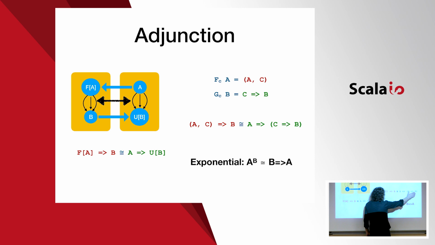You can say this: if you have pairing or product in your category, and you have this adjunction, you will be able to define what it means to have a function type. And the category in which this is defined is called closed. So taken together, we have a Cartesian closed category. Cartesian because it has a Cartesian product. Closed because it has a function type.